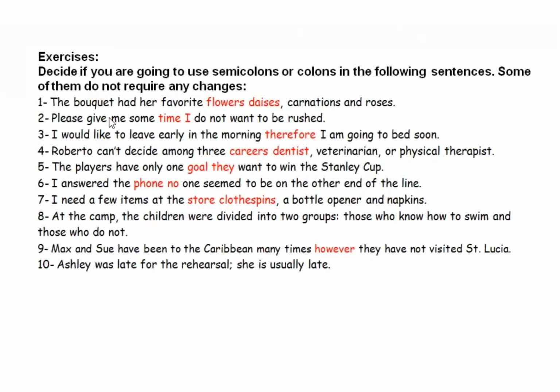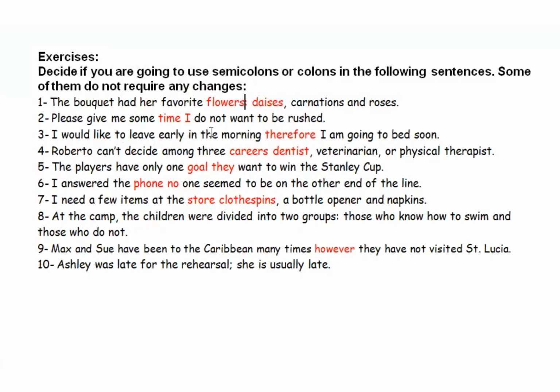Okay, so these are the answers. Let's look at the first one. The bouquet had her favorite flowers: daisies, carnations, and roses. It seems here that we have a list of items, daisies, carnations, and roses. So before the list of items, we're supposed to use a colon. So right here, we're going to use a colon like this. And now the sentence becomes grammatically correct.